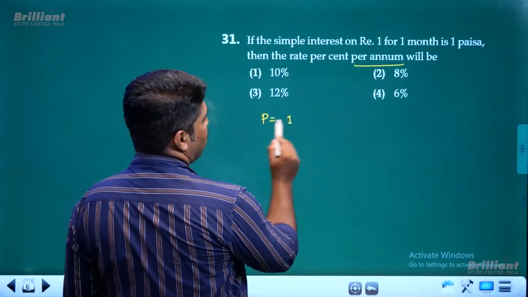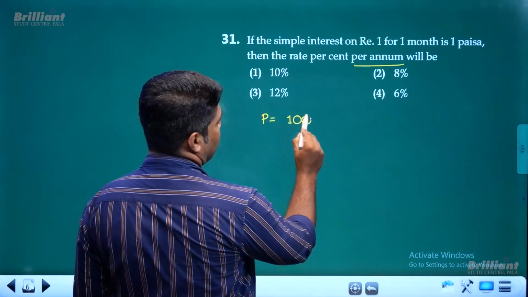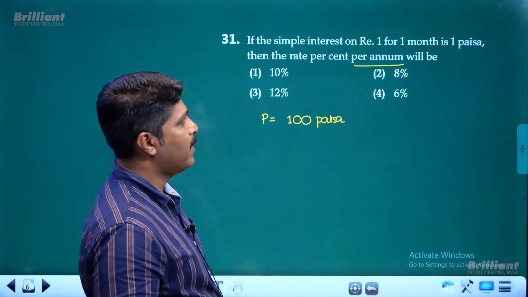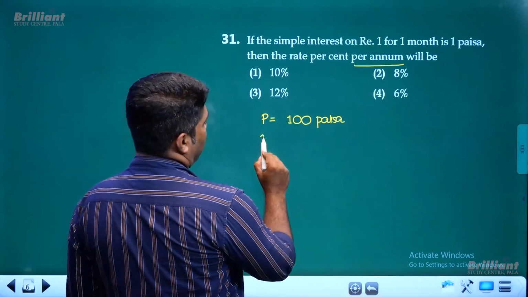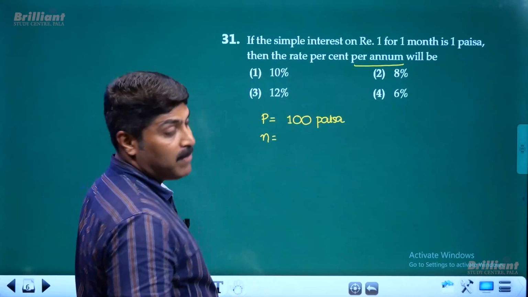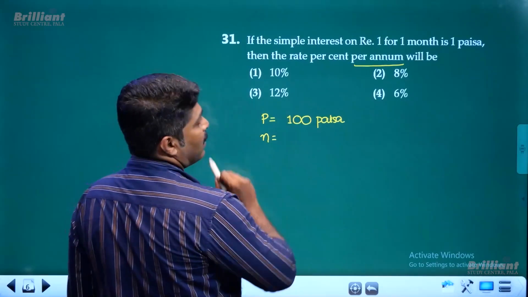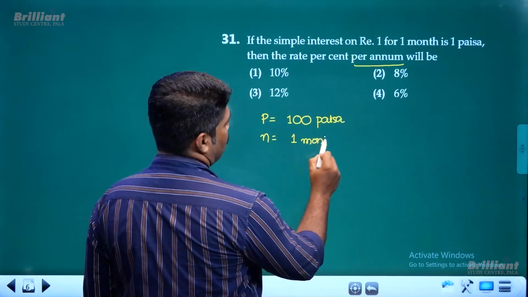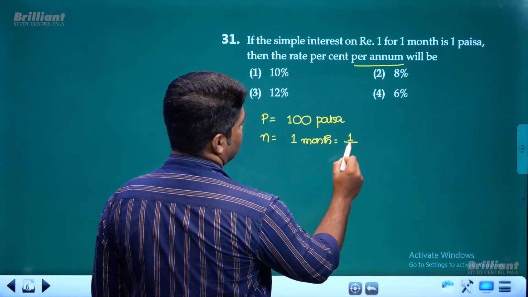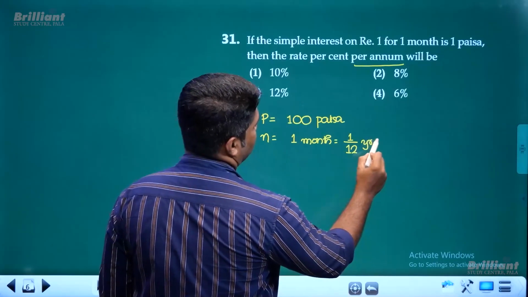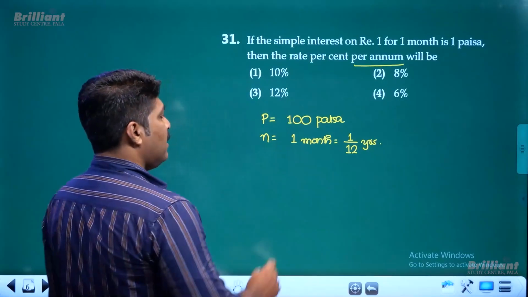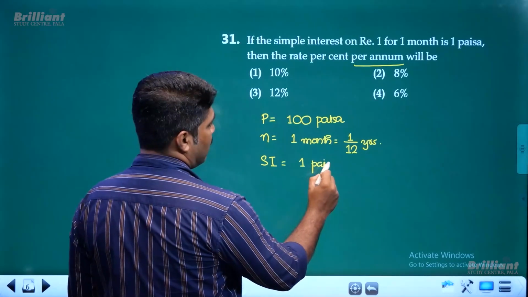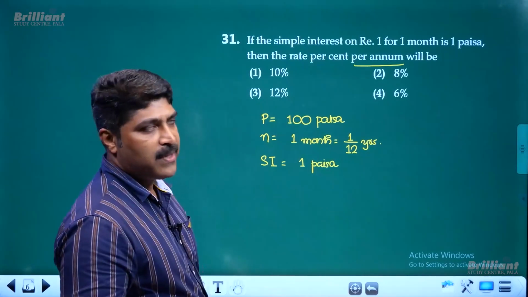And here we have ₹1, which you can write as 100 paisa. And the period of investment, this is simple interest, not compounding, is 1 month. If you want to convert it into years, that is 1 by 12 years. And the simple interest here is equal to 1 paisa. We are going to find out the rate.